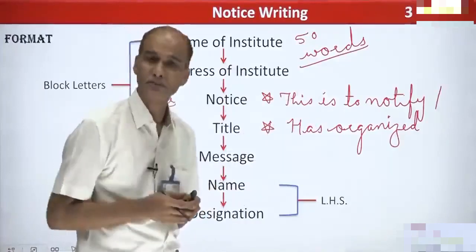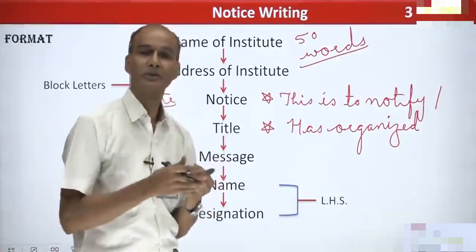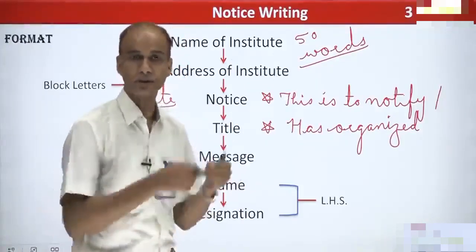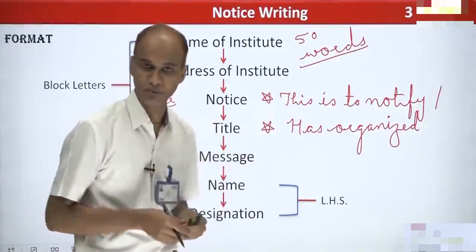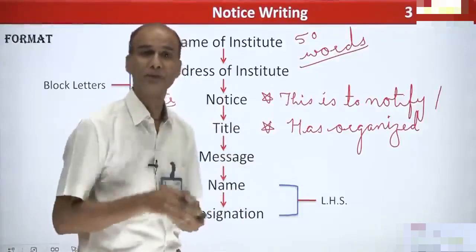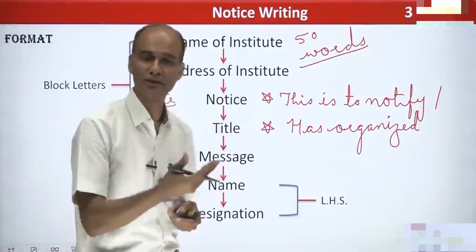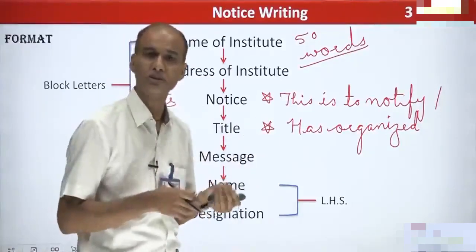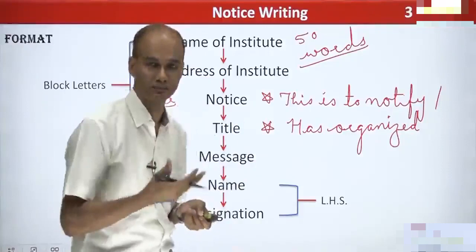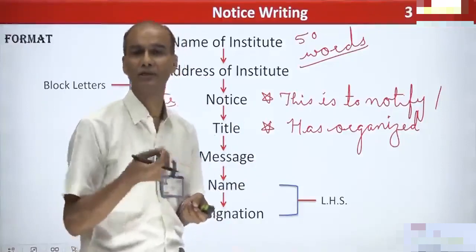So what happens in a public notice? In a public notice, we seek help from the public. We just notify something to the public. For example, one of your friends is suffering from some problem or disease, and you need help from the public, that is, some monetary or financial help.